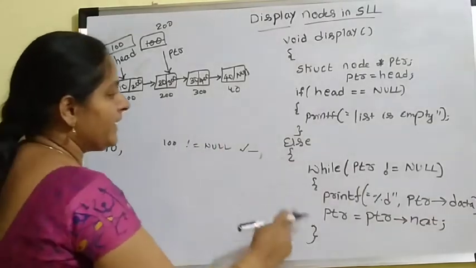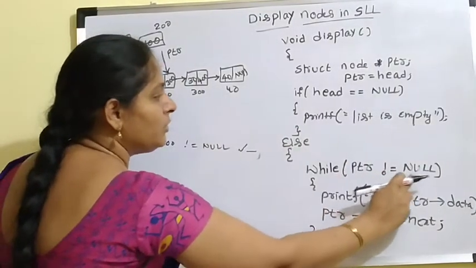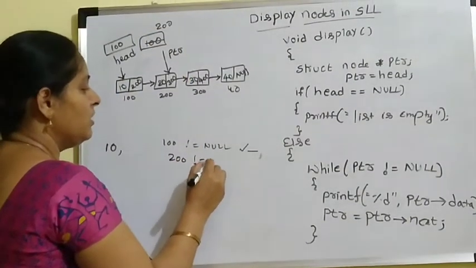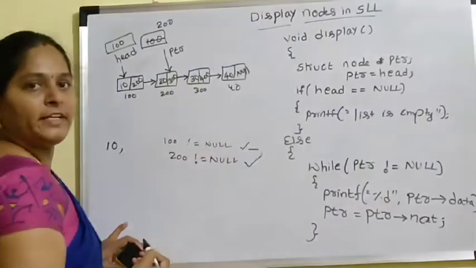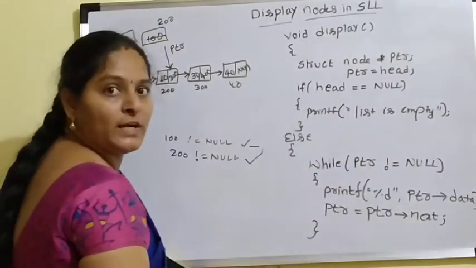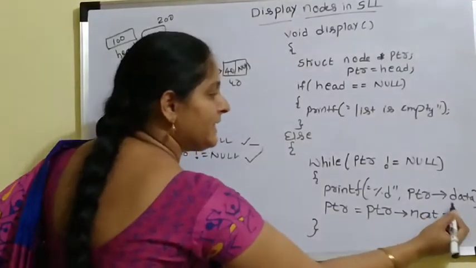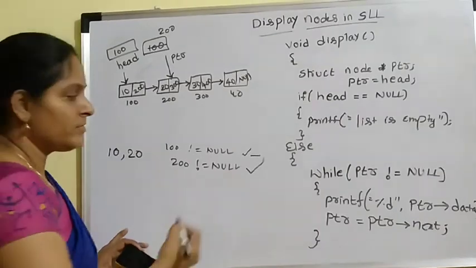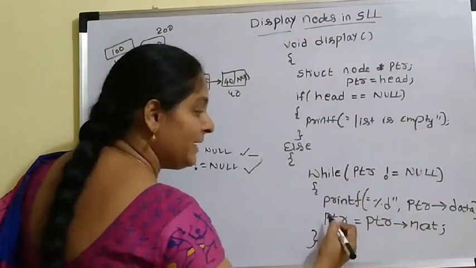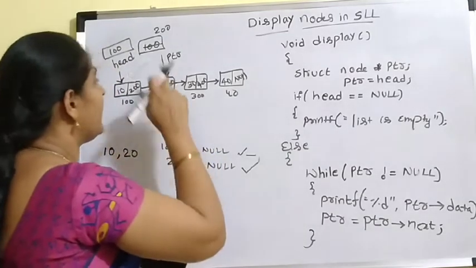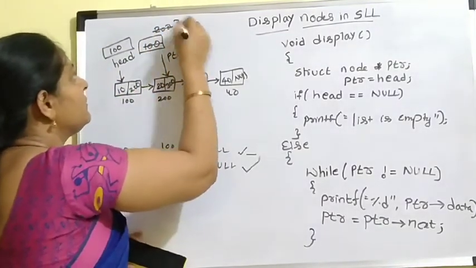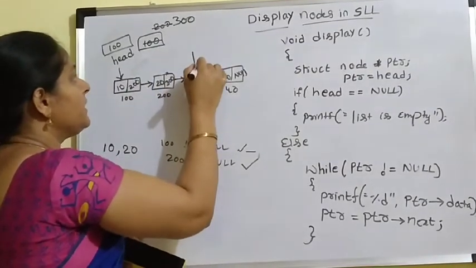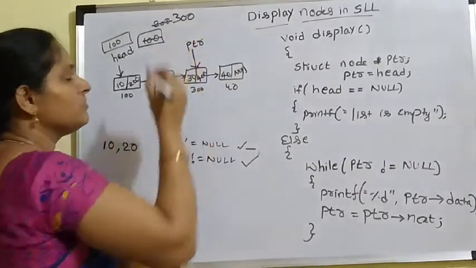Right? Now again the while loop. PTR not equal to null. What is PTR now? 200. So 200 not equal to null. Condition satisfied, so we'll enter into this while loop. Now we are printing PTR data. What is PTR data? 20. So 20 will be printed on the screen. Now next, PTR equal to PTR next. What is PTR next? 300. So the 200 will be replaced with 300. Now PTR moves to the 300 address, that is the third node position.